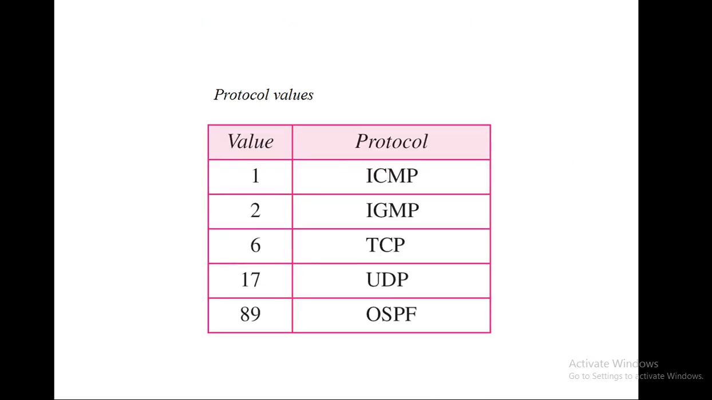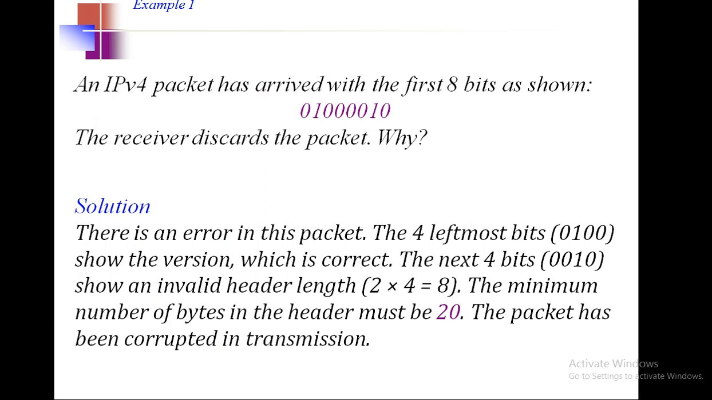So divide them. The first 4 bits are 0100, which is correct and indicates that the version is 4. The next 4 bits are 0010, which is 2. You know that it should be multiplied by 4, so 2 into 4 is 8. But the minimum header length should be 20, and now we are getting a header length of 8. Obviously the receiver will discard it because the minimum header length should be 20, but in our case it is only 8.